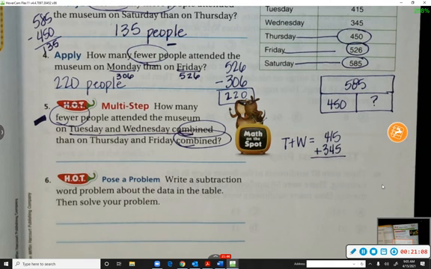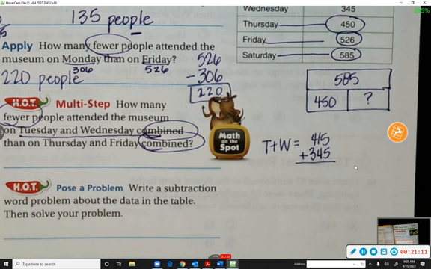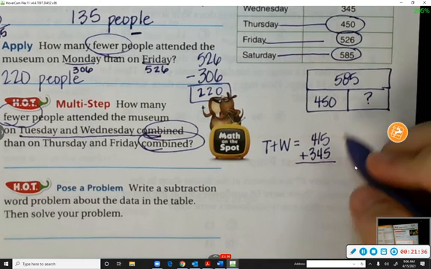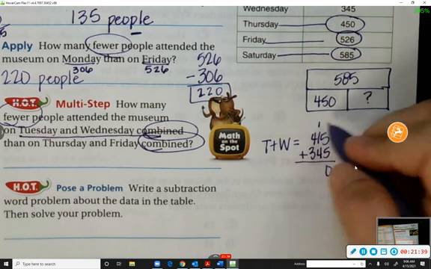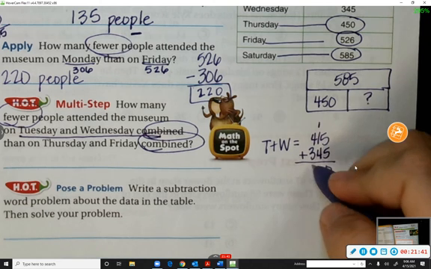So 415 plus 345 is the first step. What'd you get, Bryson? I subtracted. Okay, we haven't subtracted yet because we have to combine first. You're going to get messed up if you try to subtract before you've combined. What's the answer, Allie? 760. Good. 0, carry the 1, 6, 7.